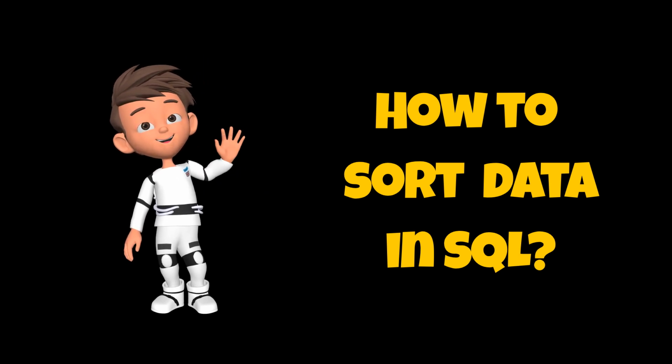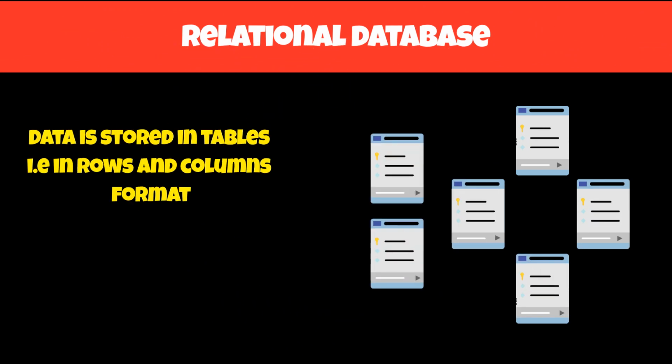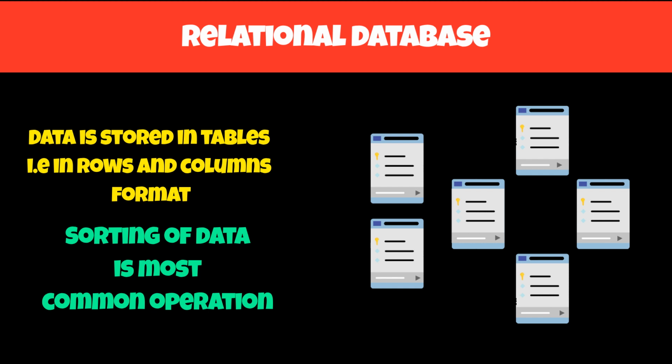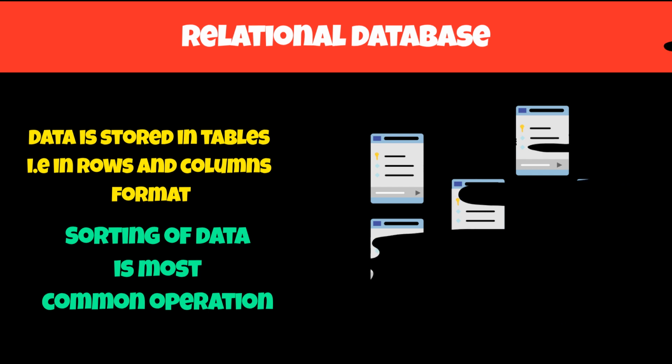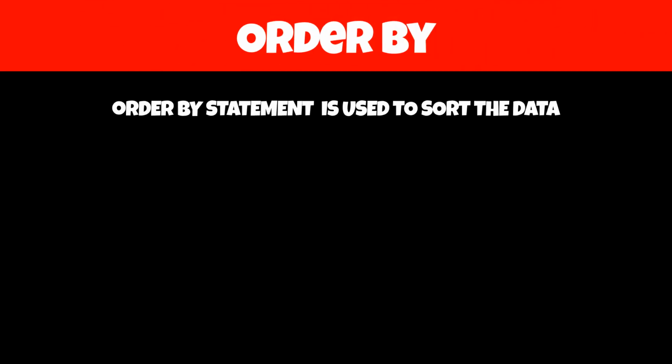Do you know how to sort data based on one or more column values in SQL? SQL is a relational database where data is stored in tables in rows and columns format. While retrieving data from the table, one of the most common operations is to sort the retrieved data based on some column value. To achieve this, we use the ORDER BY statement in SQL.